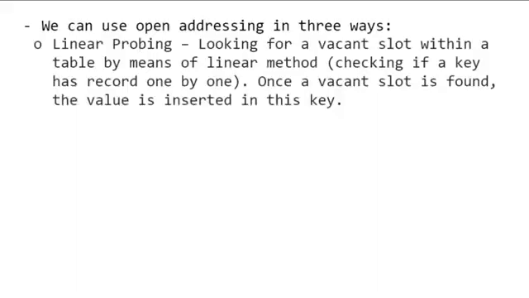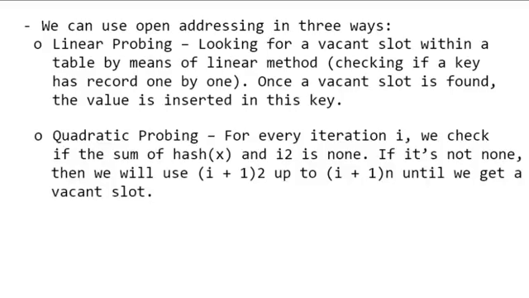First is linear probing: looking for a vacant slot within the table by a linear method, checking one by one if a key has a record. Once a vacant slot is found, the value is inserted in this key. Next is quadratic probing. For every iteration i, we check if the slot at hash of x plus i squared is empty. If not, we continue with i plus 1 squared, and so on, until we get a vacant slot.